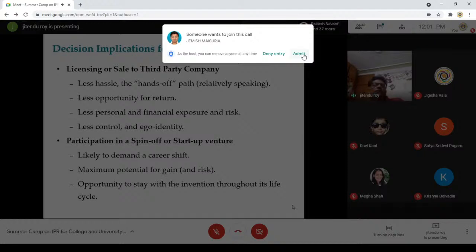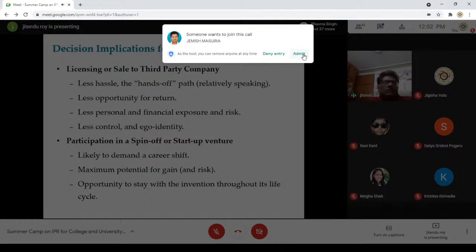Now you have to understand what are the implications for the inventor for taking decisions in the licensing process. The licensing or sale to the third party company, the big companies, has less hassles. It's a hands-off path. मतलब हमने दे दिया, आप संभालो इसको, और जब होगा हम ले लेंगे. So if a researcher doesn't want to get entangled in the commercialization process, this is the best one. But it also leaves you with less opportunity of return, which I mentioned earlier. Then we have less personal and financial exposure and risk, and also less control and ego identity.